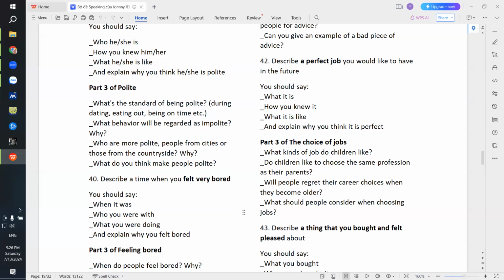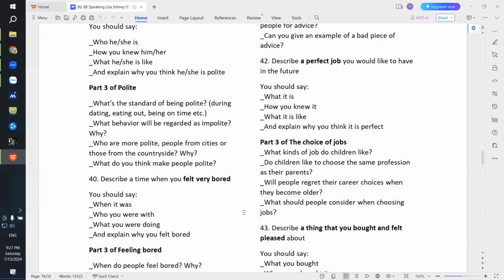Also, I believe that whether the job is suitable for a person's well-being, like whether they are fit enough for the job, or healthy enough to be able to do the job. Okay.